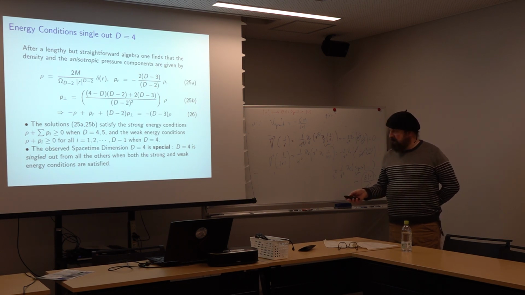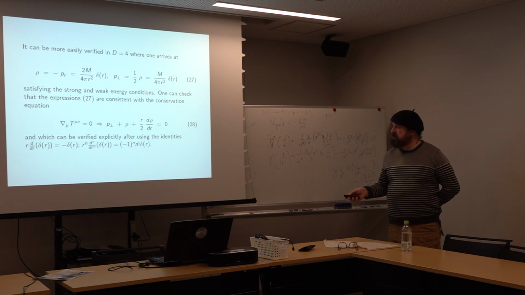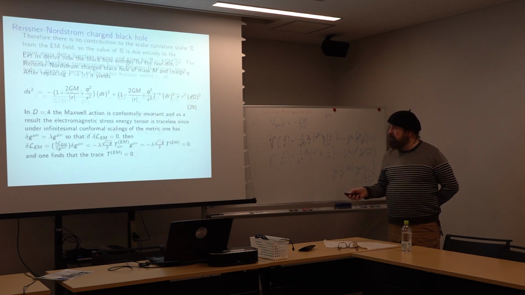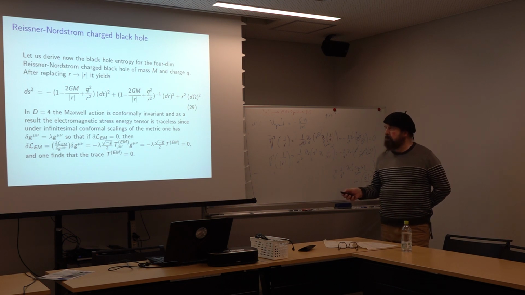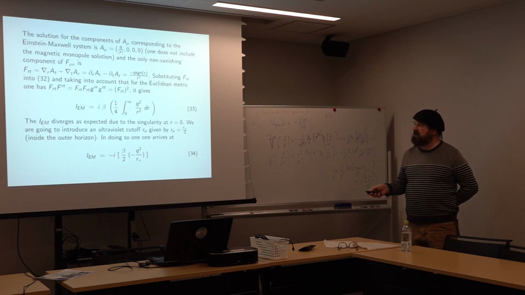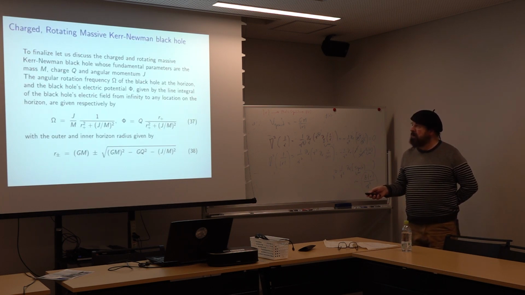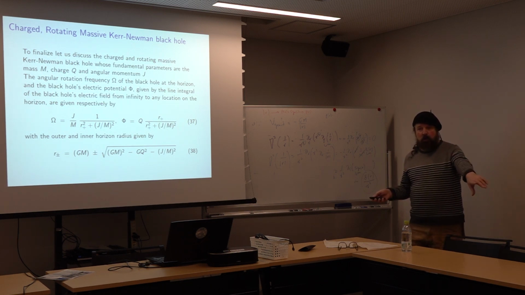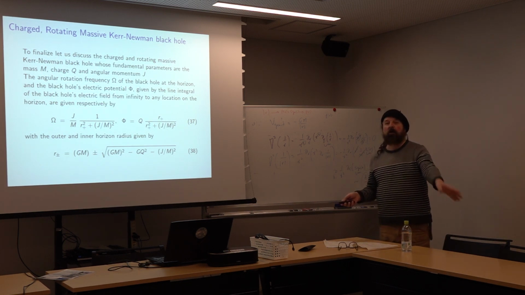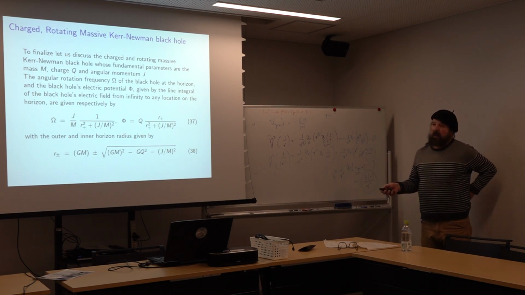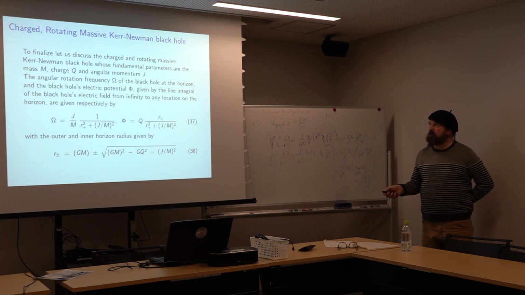And then finally, you can repeat all these calculations for the Reissner-Nordstrom black hole, which includes a charge, and also for a rotating charged black hole, which is the Kerr-Newman solution. So since Eckhart printed a bunch of copies, all of you got a copy of the print? Ah, okay, good. So you can look at how to derive the black hole entropy for a charged rotating Kerr-Newman black hole.